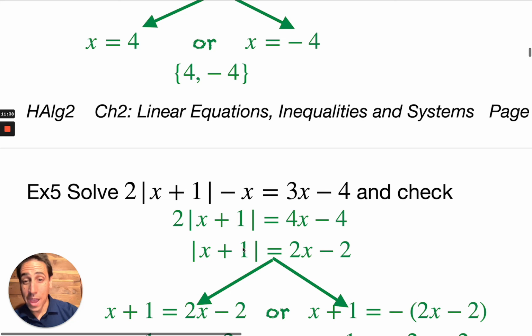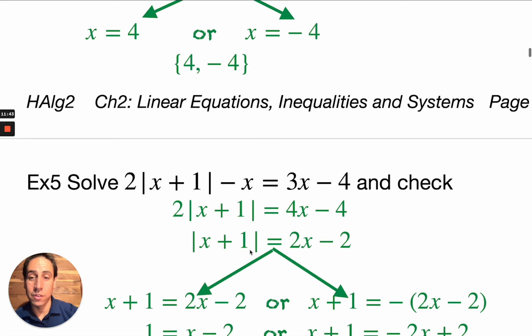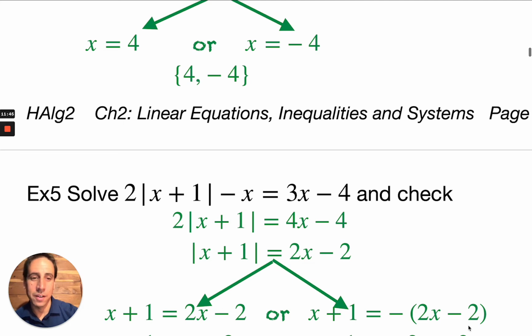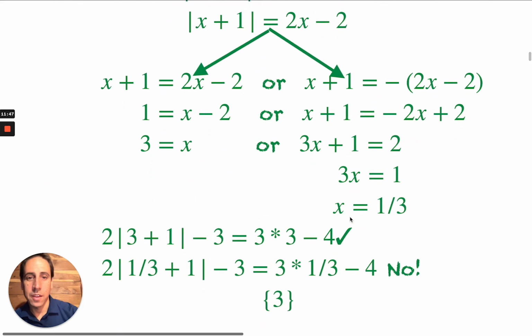Now that we have the absolute value all by itself, you can split it up into 2 different parts. You can split it up into the positive version and negative version. And here you can see x plus 1 is equal to 2x minus 2. Subtracting x from both sides and then adding 2, you get x is equal to 3.